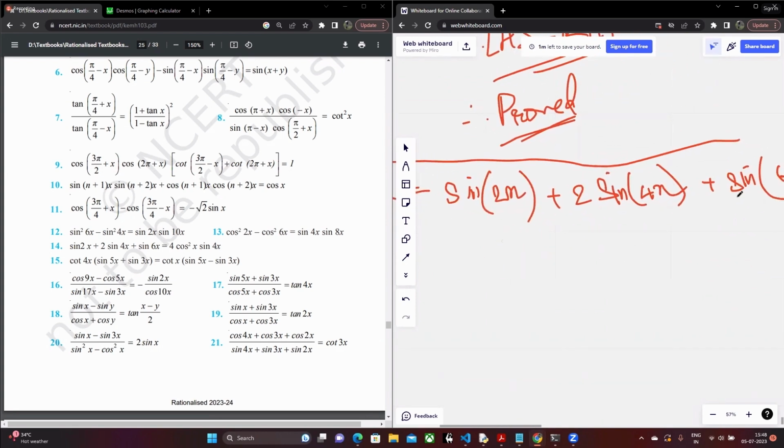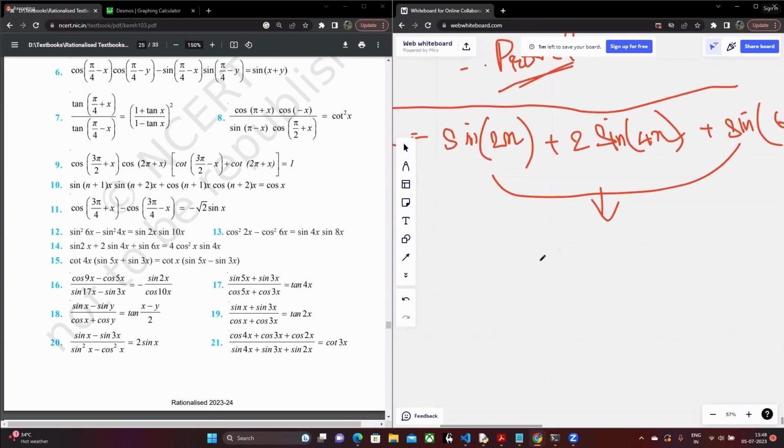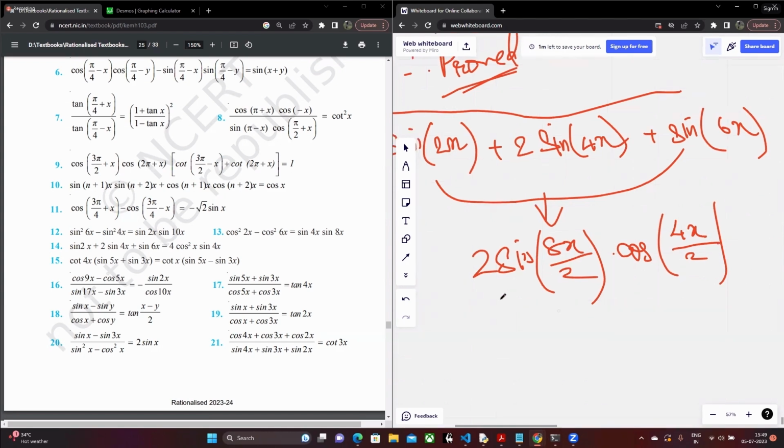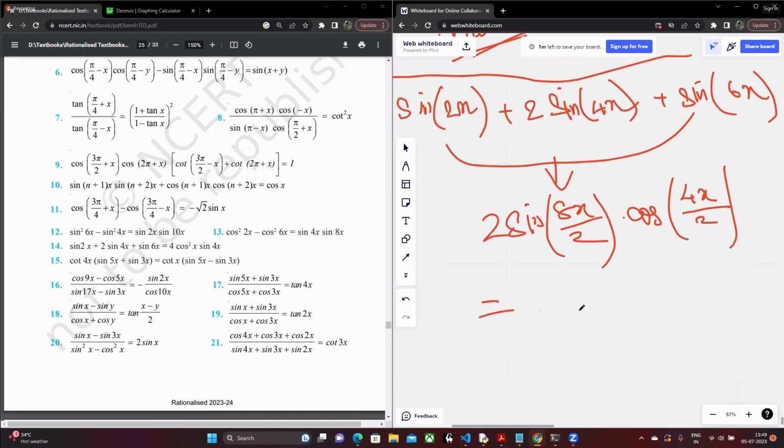So I can basically combine these two. This forms 2 into, this is 2 sine of, since it's a plus, is going to be 2x plus 6x divided by 2. That is going to be 8x by 2 into cos of 2x minus 6x by 2. That is going to be 4x by 2. It's actually minus 4x by 2, but since cos of minus theta is cos theta, I'm not bothering with the minus. Right. So this is going to be 2 sine of 4x into cos of 2x.